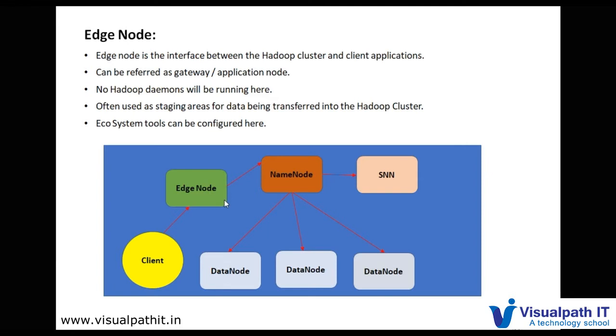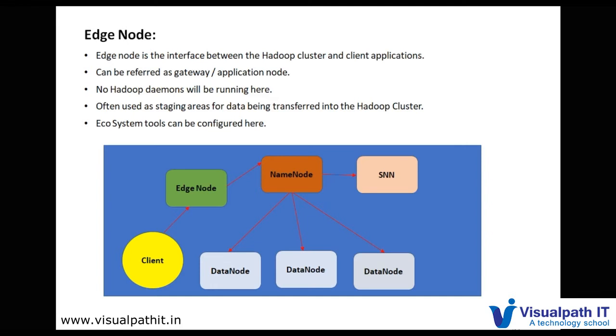In Hadoop terminology they call it an edge node, but companies call it a management node, gateway node, or application node. Different names, they can call it whatever they want. Generally companies call it application node, management node, or edge node. The general terminology is edge node, but in companies they can call it by any of these names.